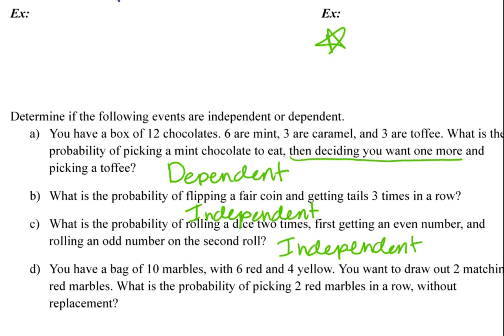Option D. You have a bag of 10 marbles with 6 red and 4 yellow. You want to draw out 2 matching red marbles. What is the probability of picking 2 red marbles in a row without replacement? That's your keyword right there. That should be a red flag to you and a signal that it's dependent, because you're not putting things back. So this last one is dependent.